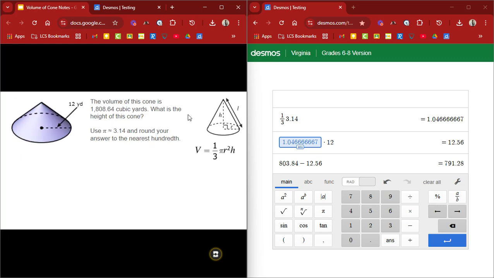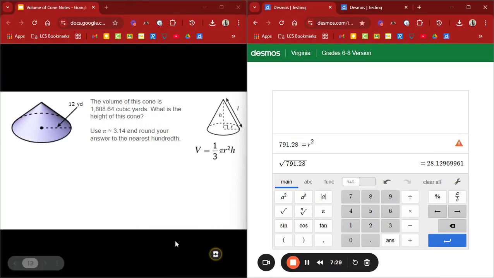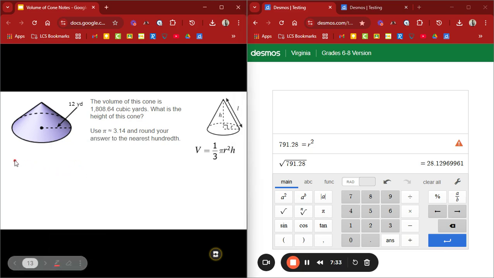Let me see if we can do another one. This time I'm going to bring the calculator over to this side and see if I can draw here. All right. So again, our formula is this right here. It tells me that the volume of this cone is, wow, why do they have to make it such a complicated big number?